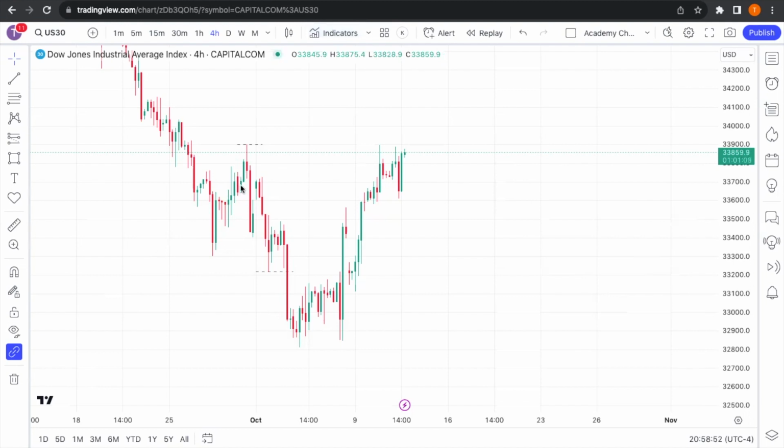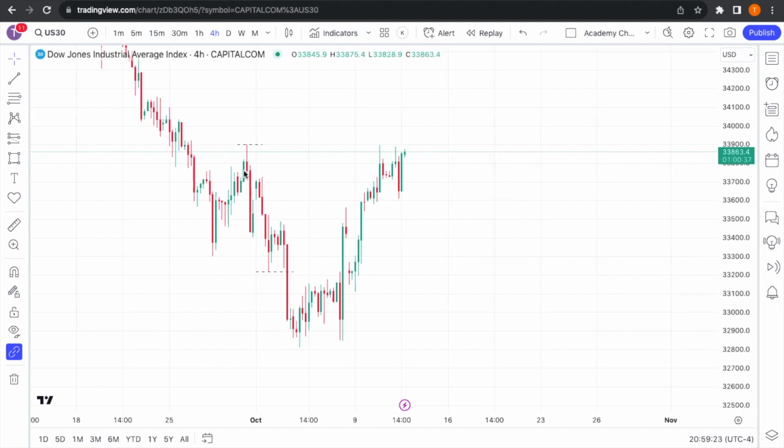1, 2, 3. So there's no space in here. There's nowhere we could draw just a flat area with just these 3 candles. So then this candle comes along. We use the previous 3 candles. 1, 2, 3. Same thing. All this area is covered.